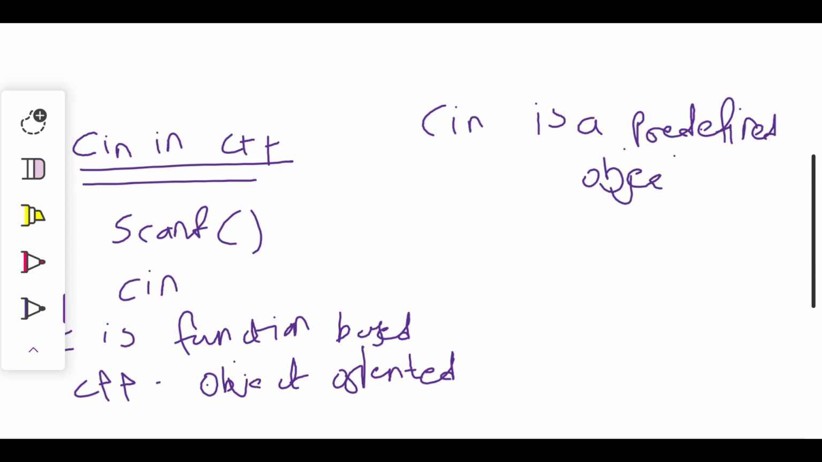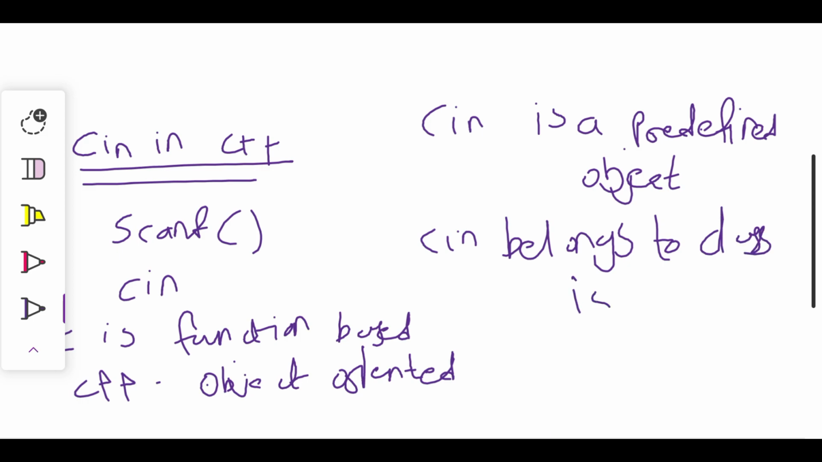Then which class does it belong to, or from which class is the cin object created? It is created from the class istream. As in the case of cout, we saw it belongs to class ostream. In the same way, cin belongs to class istream.